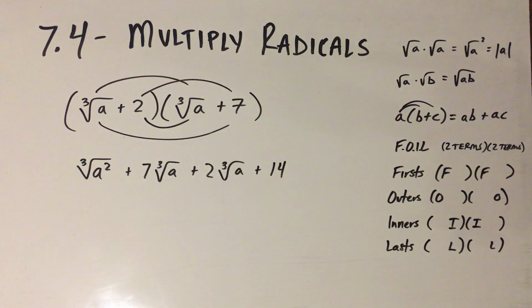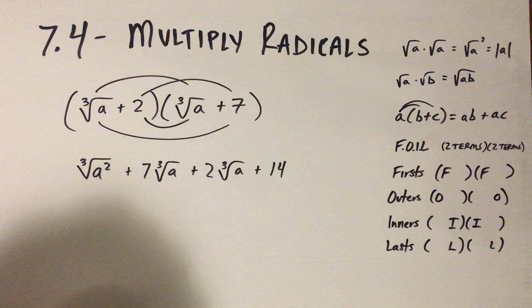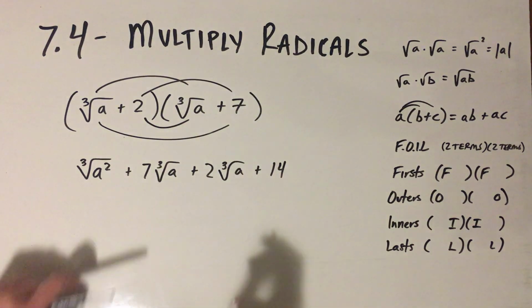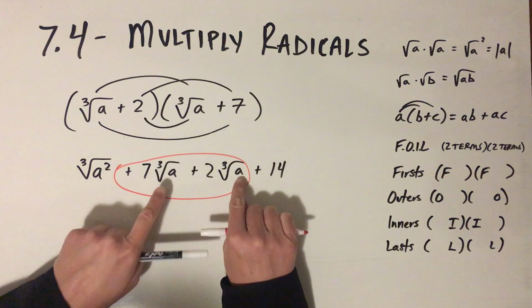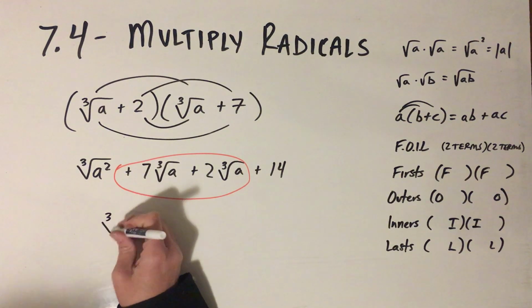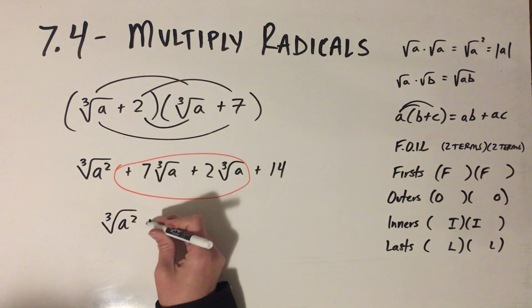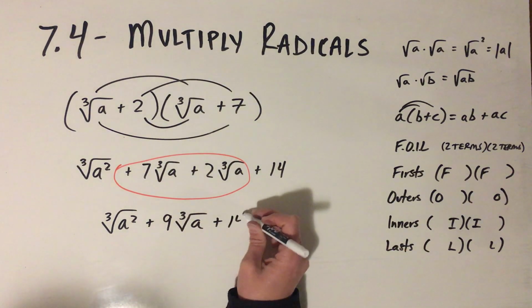Well, just like when we FOILed that polynomial, we can combine like terms. This can't be simplified any further, but these are like terms. They have the same radicand and the same index, so I can combine them. So the final answer here would be the cube root of a squared plus 9 cube roots of a plus 14.